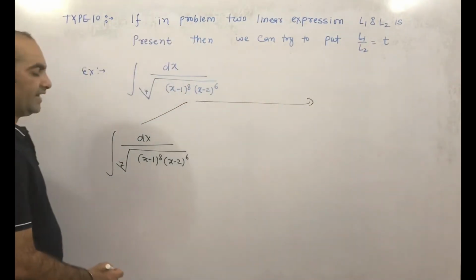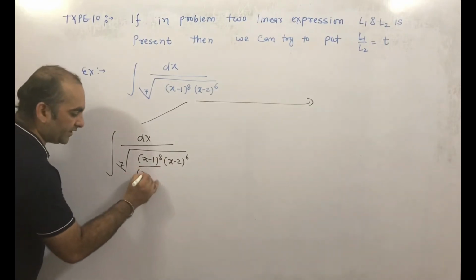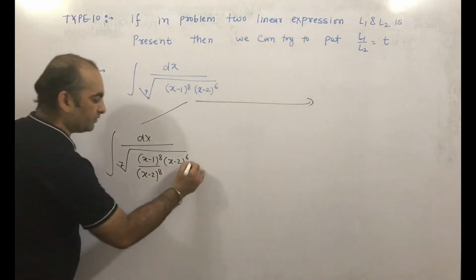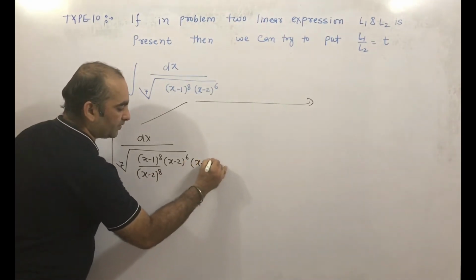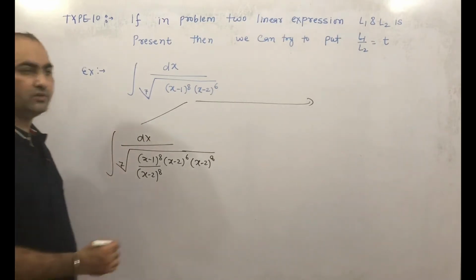So if you want to make x minus 1 divided by x minus 2, we will divide here by (x minus 2) to the power 8. If you are dividing, then you have to multiply. So you multiply here (x minus 2) to the power 8. This is one way. The other way is, you can do it like that also.